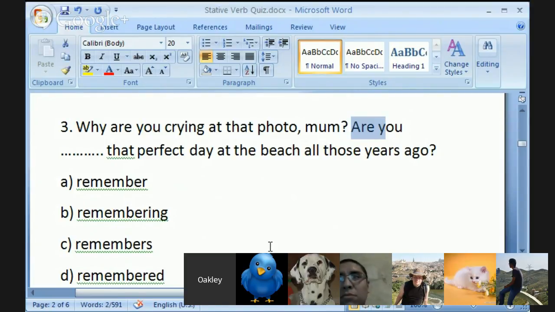Okay, as far as are you remembering, obviously you've seen the verb to be here, so that's a huge clue. Are you remembering that perfect day at the beach? Okay. This is perfectly okay. So obviously remember can be used in a continuous tense, but it can also, are you having that action now?